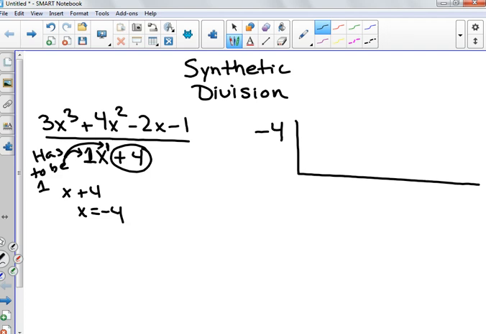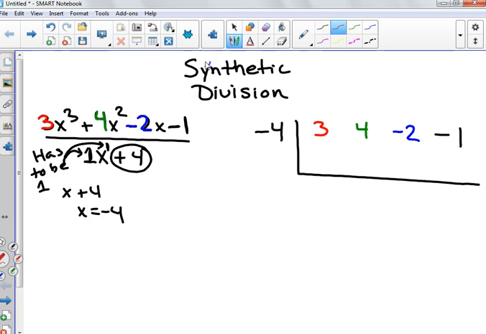Okay, now we're going to write the coefficients here: 3, 4 here, -2 here, and our -1 here. Okay, now please follow along.